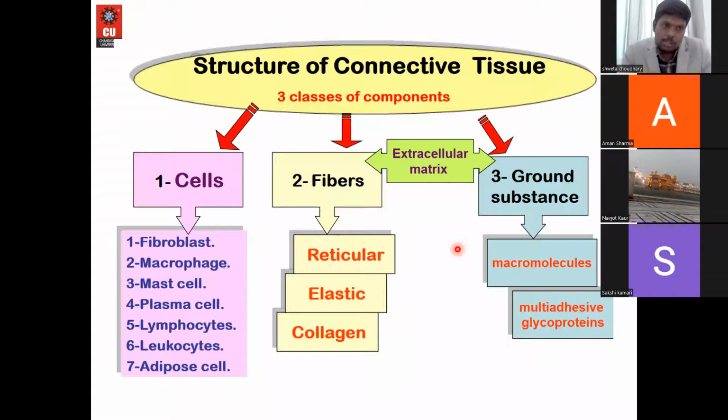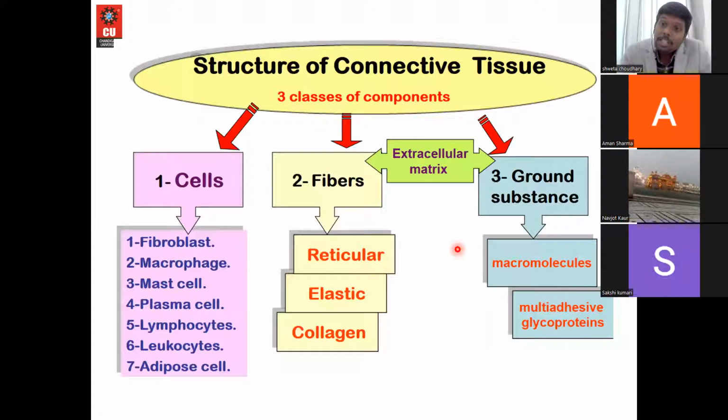Coming to the cellular connective tissue, all our white blood cells, and there are other cells which we haven't discussed in hematology, like fibroblasts, macrophages, mast cells. All these cells together, all blood cells, can be stated as a fluid connective tissue.